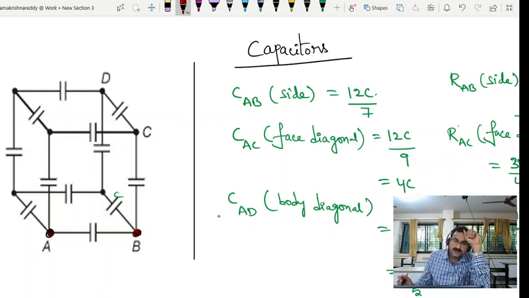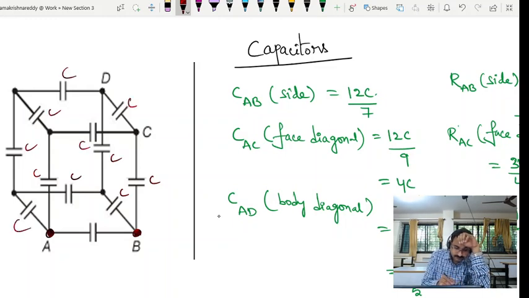What is the formula? 12C by 7. This is the standard question. Deriving it means you have to apply series and parallel combinations. It is a complex diagram and very difficult to understand, that's why they give it as a standard question. All these are capacitors only, C and C, everything capacitors, connected here in the problem. So what is the effective capacitance between A and B? That is 12C by 7.